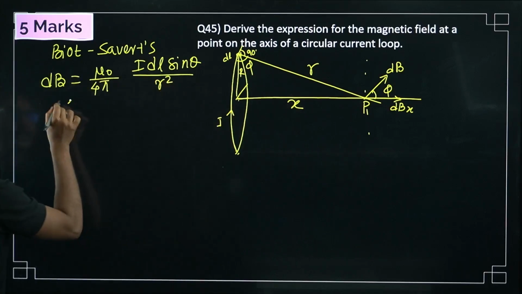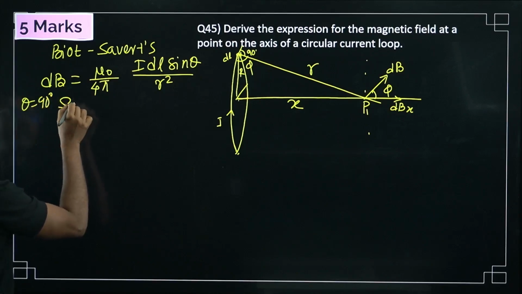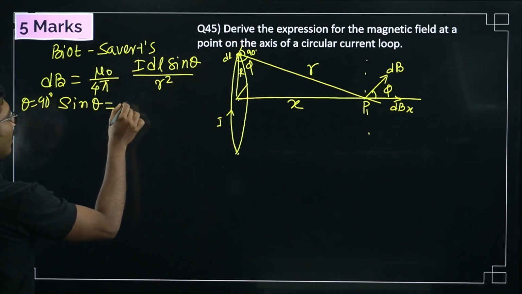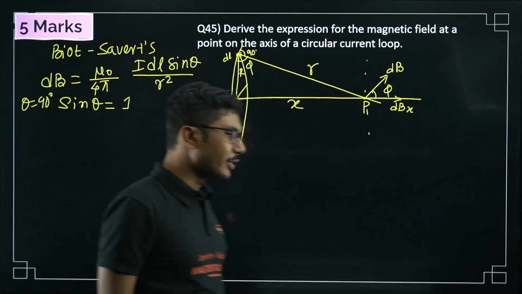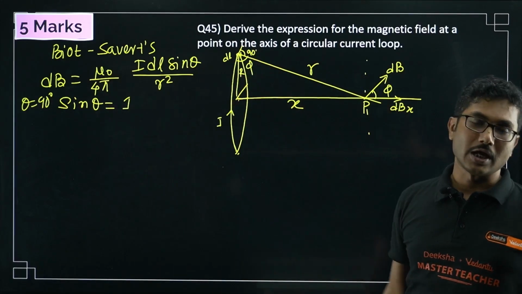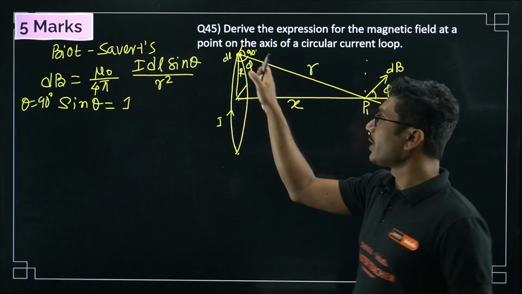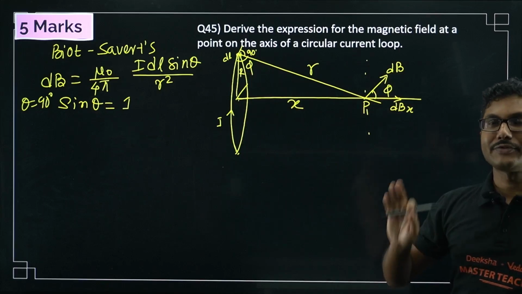Now sin theta is 90 degree, so sin theta is 1. Now I have seen students and even some books use this angle also as theta. Two angles having different values cannot have the same name.